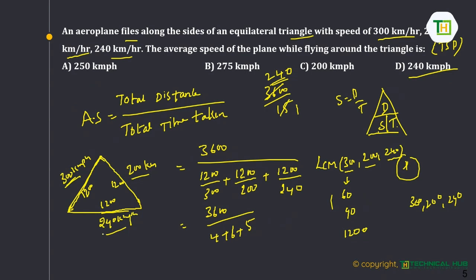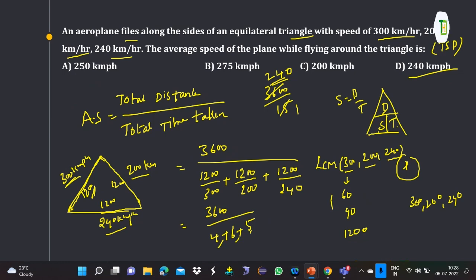Instead of 1200, you can take x, and finally you will get the same answer. But if you take the values directly, you will get the times 4, 6, 5 like that. You have to take the exact value that is divisible by the given speeds, then only you will get 4, 6, 5. Otherwise, you will get 4 point something, 6 point something, and 5 point something.